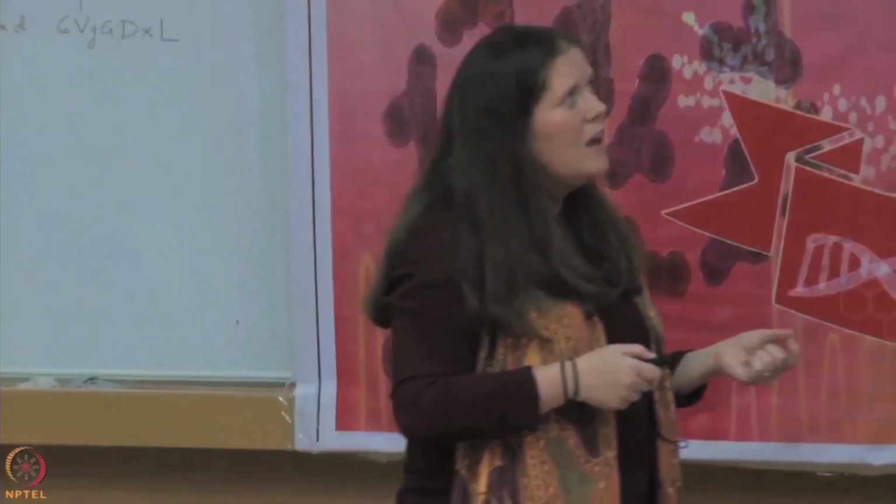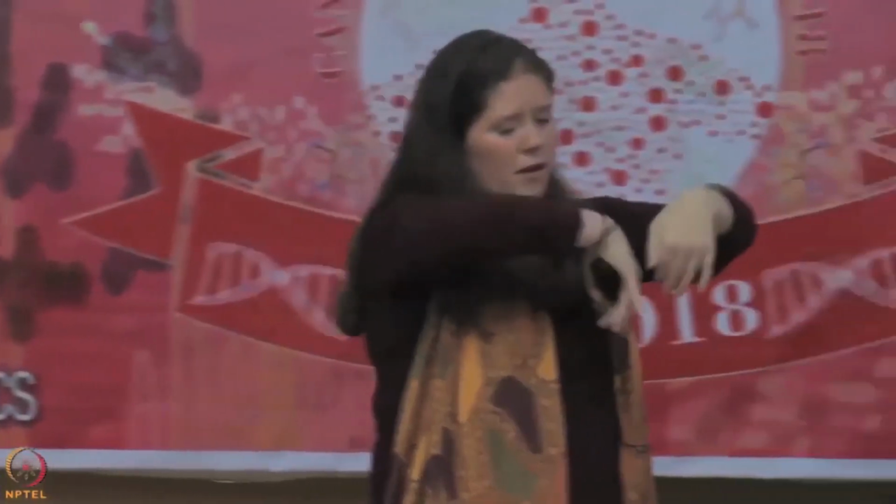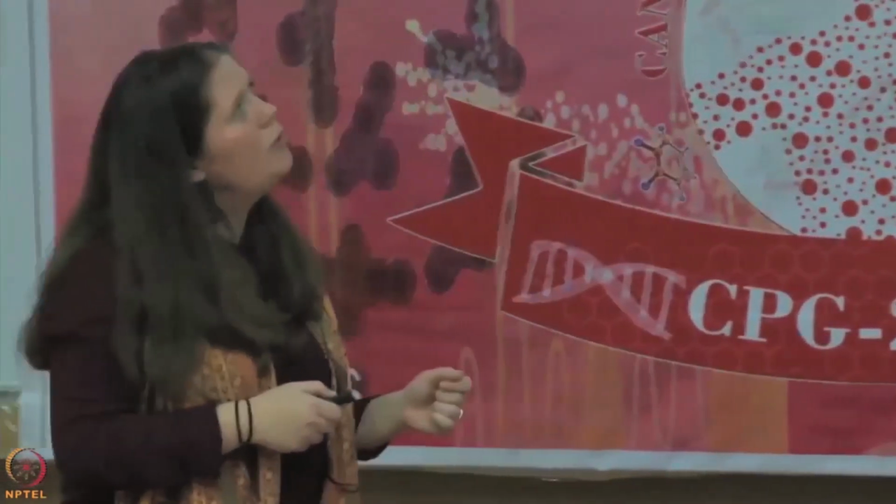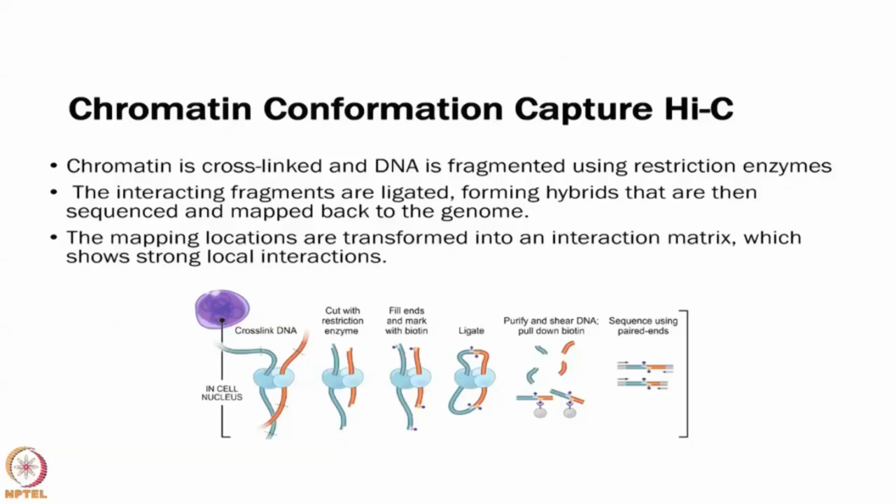How we measure this is using chromatin conformation capture, or Hi-C, which allows you to look at how the chromosomes are folded on each other. What happens is you cross-link your DNA and then fragment it using restriction enzymes. So you have your DNA folded on itself, and then you cross-link it so it's stuck together, and then you cut it up. So then you have small pieces stuck together.